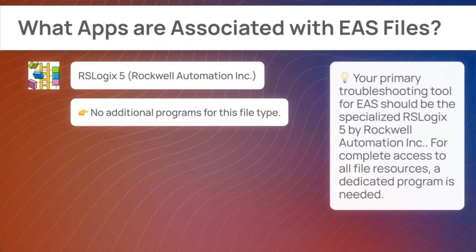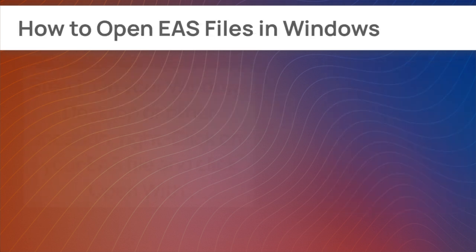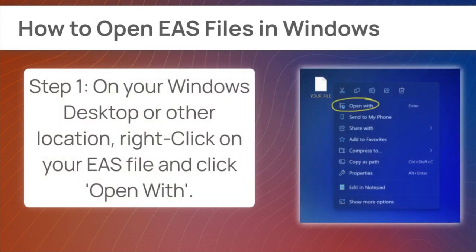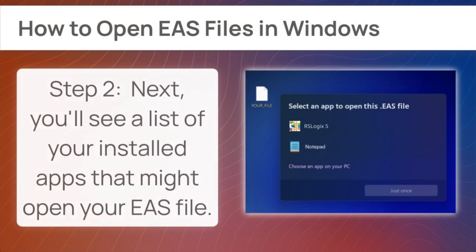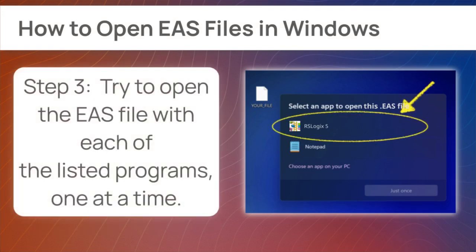For complete access to all file resources, a dedicated program is needed. Windows displays only foundational metadata, so analyzing the content requires dedicated software. We are checking the software list for a guaranteed opener. Right-click your EAS file and select Open With. If RSLogix 5 is installed, test that now. If not, choose another program. We must verify every application.